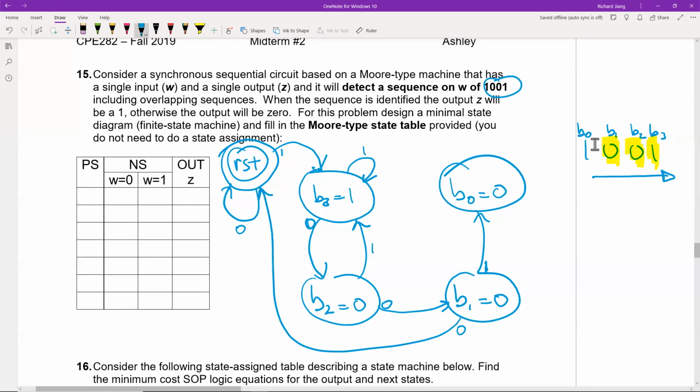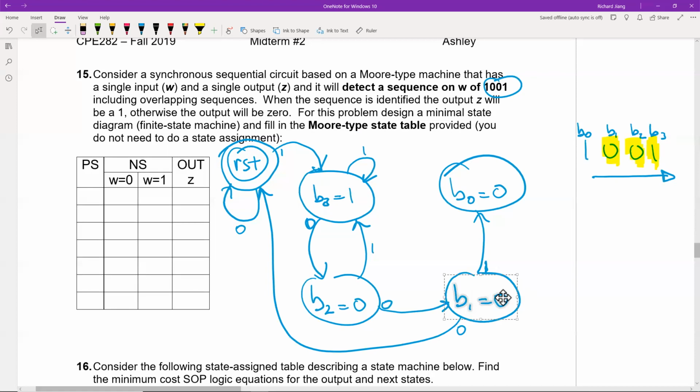The idea is, if you were to get to this state, it meant that you caught a 1, and then you caught a 0, and then you caught a 0. That's the only way you would get to this state. You have to catch a 1, then a 0, then another 0. That's the only way you can get to this state.